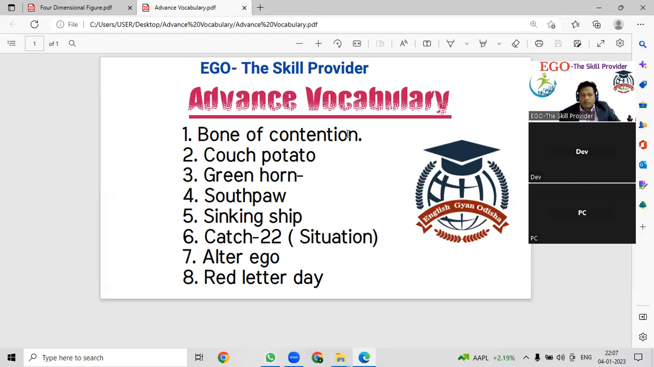The first one is called bone of contention. Let me give a classic situation, then you can easily understand the meaning of bone of contention. Let me tell you a little bit in Odia so that you can relate.